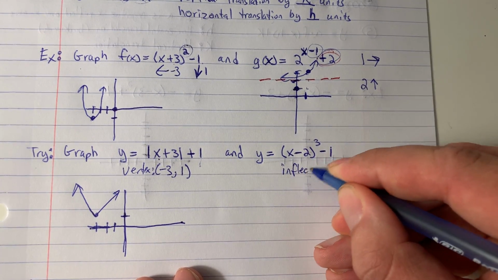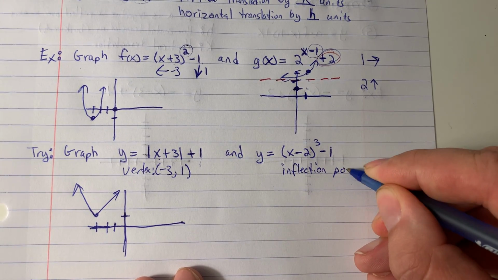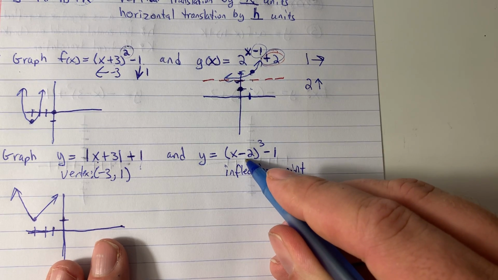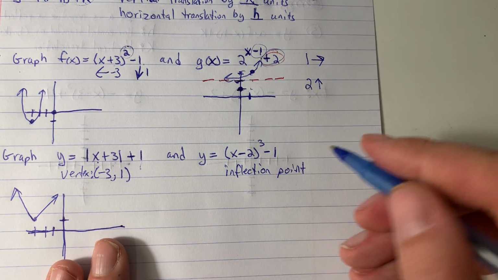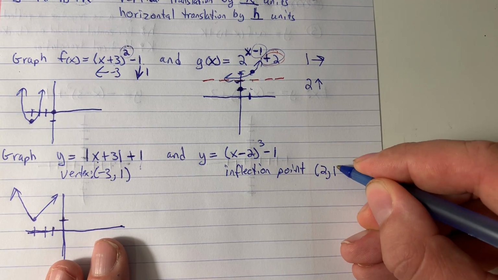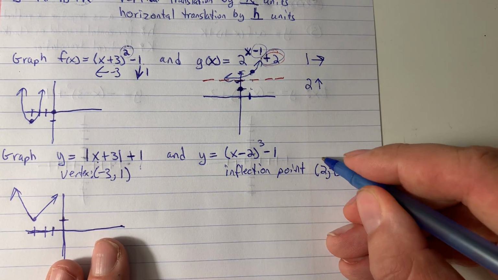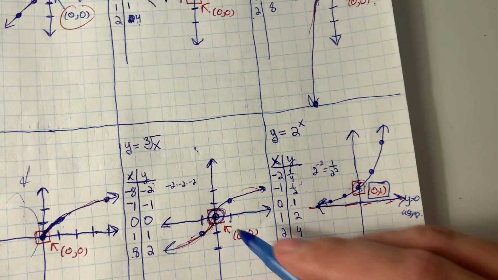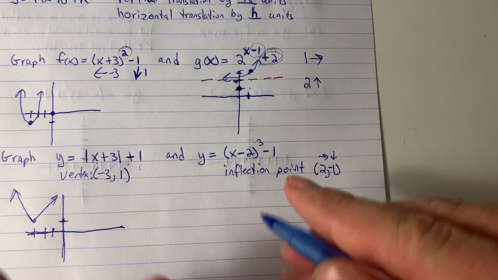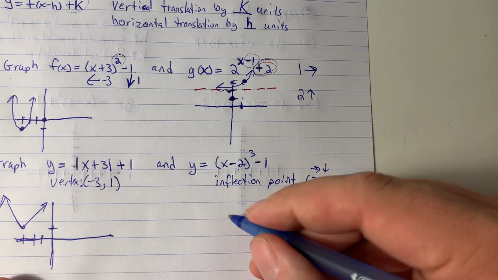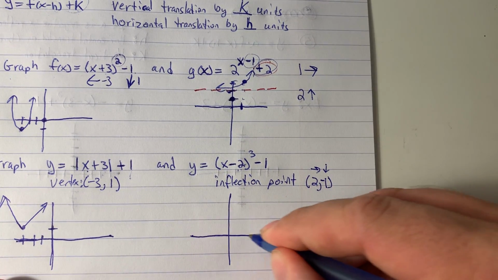And the inflection point is going to be at, let's see, 2 to the right and 1 down. So the inflection point is going to be at 2, -1. So 2 to the right and 1 down. And the inflection point of the parent function is normally at 0, 0. So hopefully you're able to graph this. Go ahead and graph it on your own in your paper. And let's see how you did.